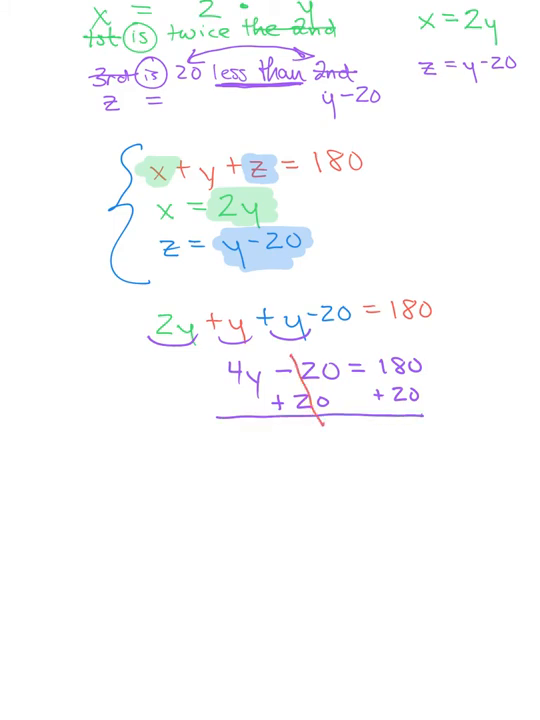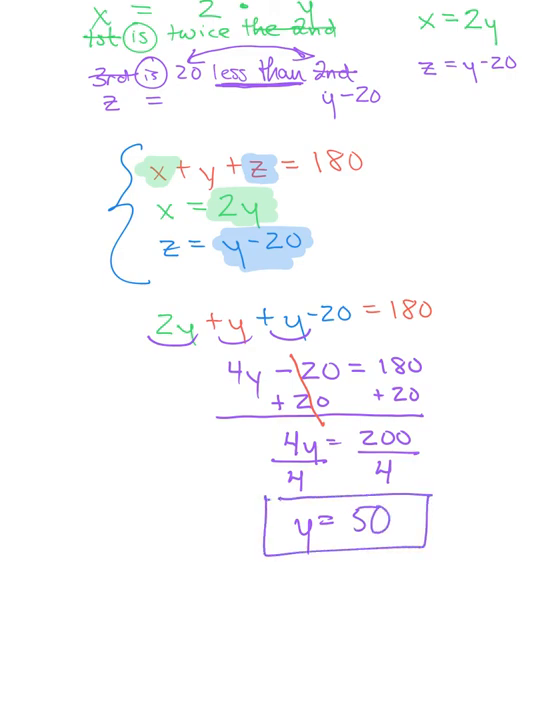We are left with 4y equals 200. And if we divide by 4, we get y equals 50. So there is one of the angles.